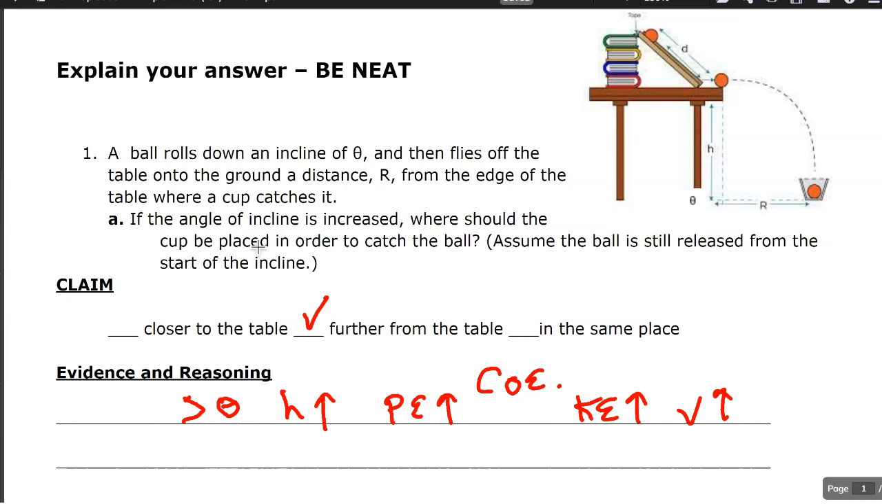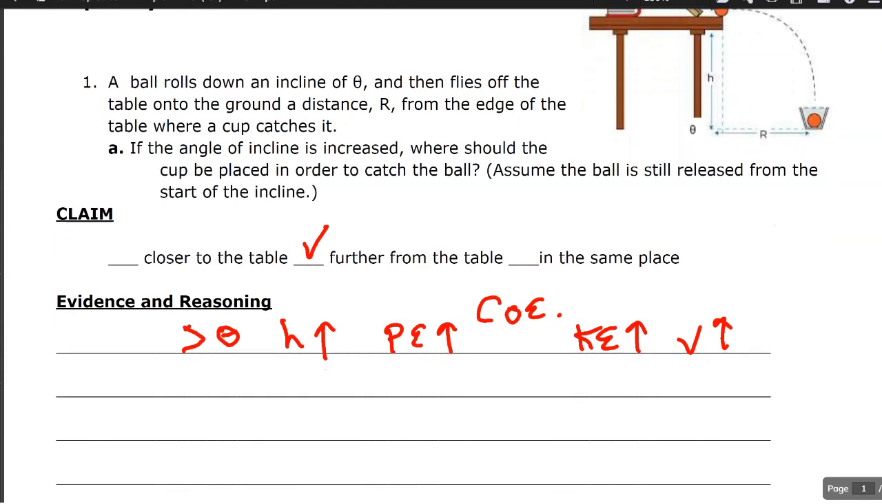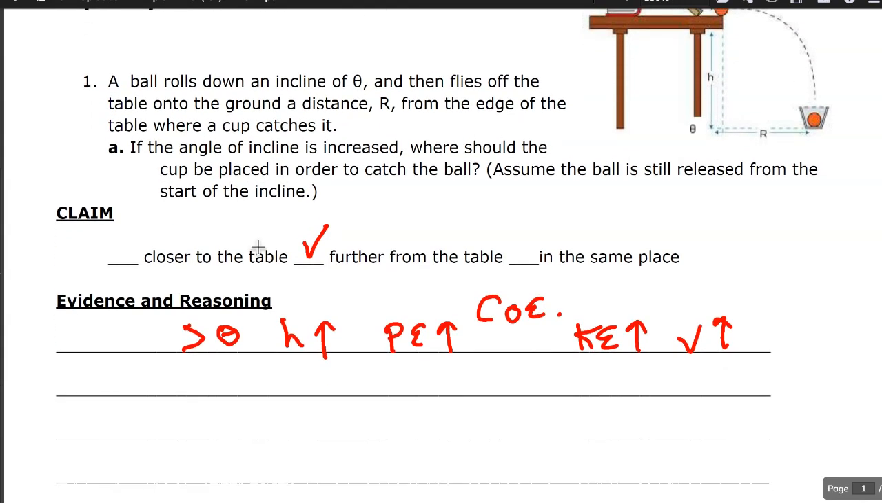You might have just said, well, if it's starting from a greater height, it's going to come off the table faster, and the cup will have to be placed further away. Look how much physics we have to add, though. If it's a greater height, we'll get more PE. And the conservation, now what's the principle? Why would we get more KE? You'd probably say it's obvious you'd get more KE, but I need you to talk physics. The conservation of energy says that because the total energy at the top will increase, the total energy at the bottom will increase. You're going to get more kinetic energy and a greater velocity.